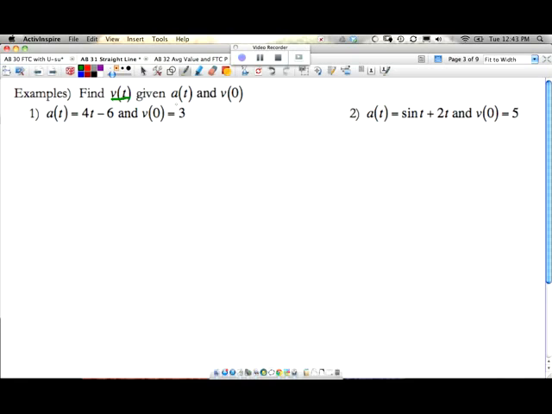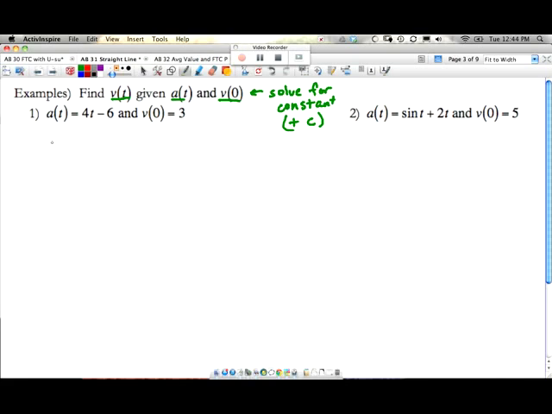Let's look at these first things. It says find v of t given a of t and v of 0. Now why does it matter that we have this v of 0? That's going to help us solve for the constant, which is that plus c part. So let's work our way through this.